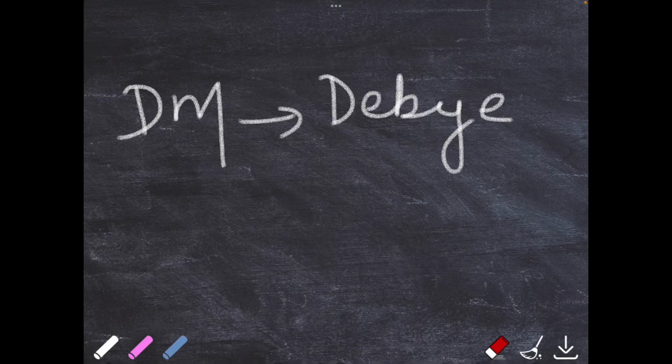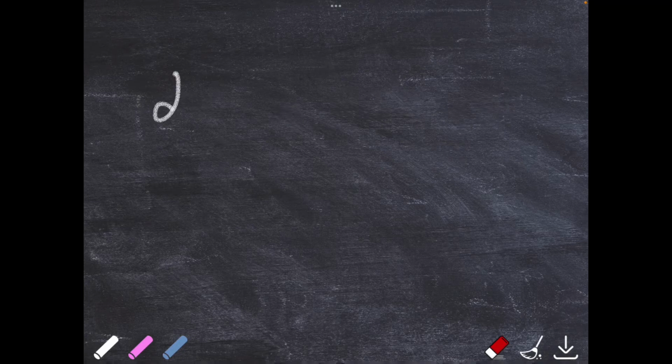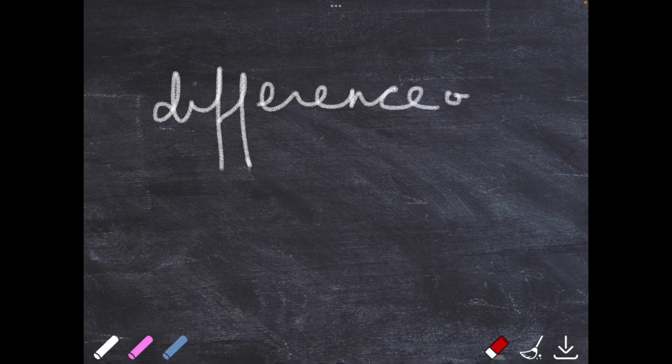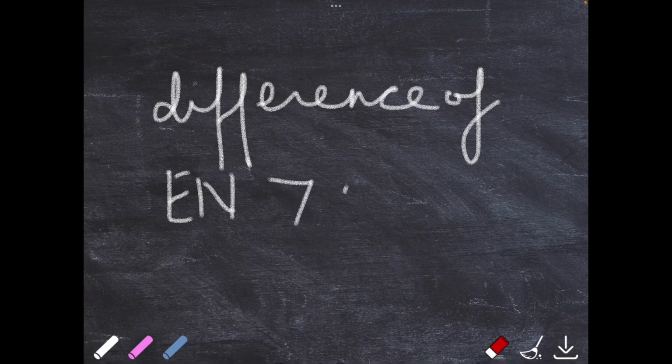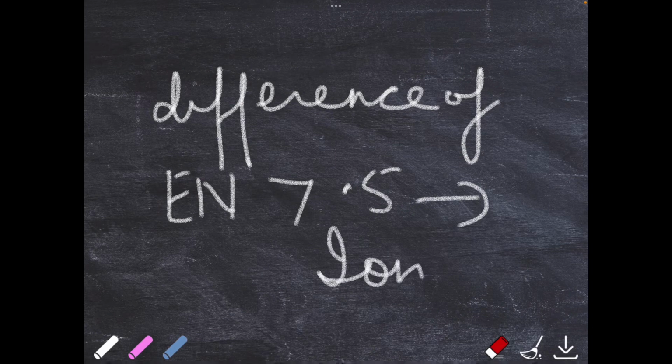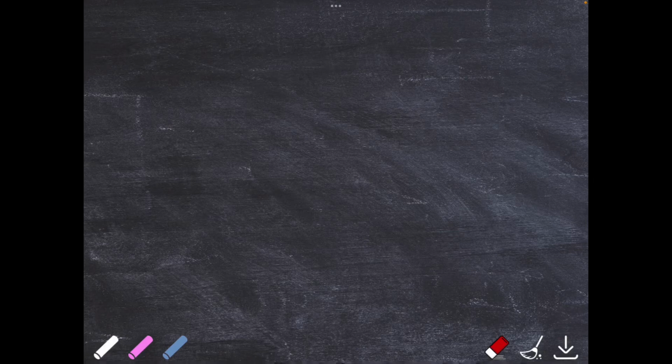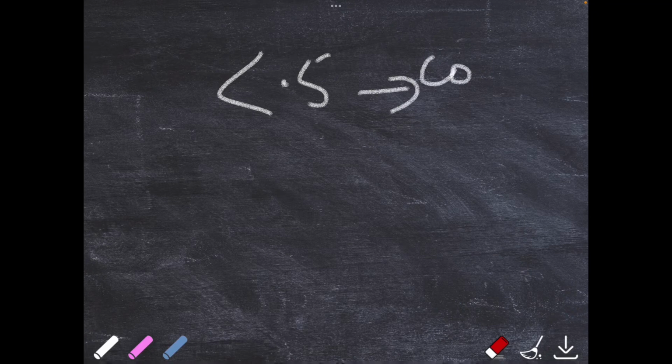Now, if the difference of electronegativity is more than 0.5, then the molecule is supposed to be ionic. If it is less than 0.5, the molecule is supposed to be covalent.